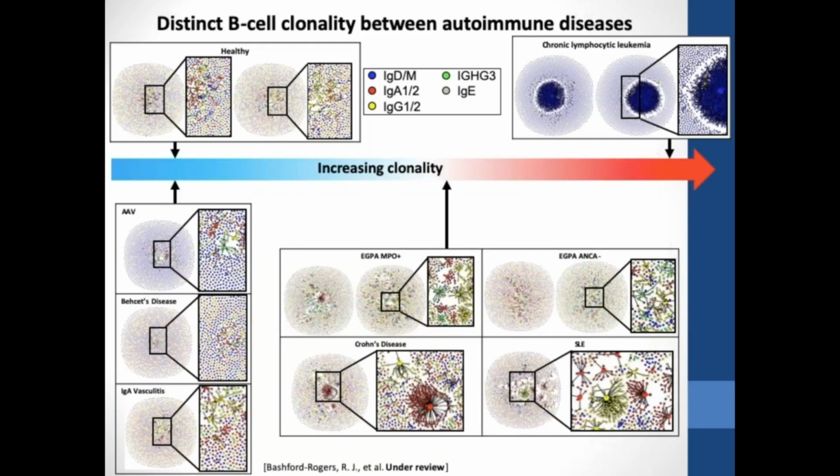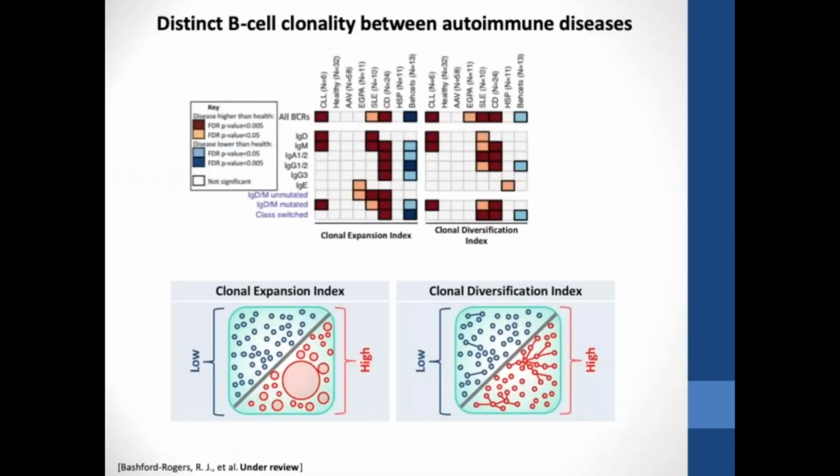So we have a gradient of clonality between diseases. On the one hand, we have EGPA, Crohn's, and lupus, where we have these large clonal expansions, not to the same extent as a leukemia. And we can see that a lot of these clonal expansions are class switched. And on the other hand, we have ANCA vasculitis, Behçet's and IgA vasculitis that show very similar clonalities to that of health. And we can quantify this.